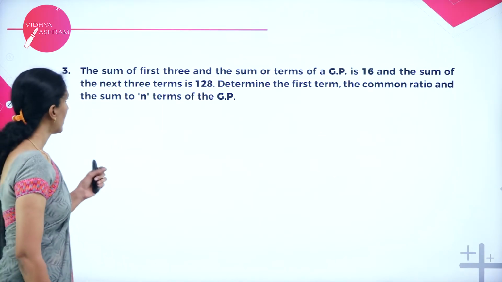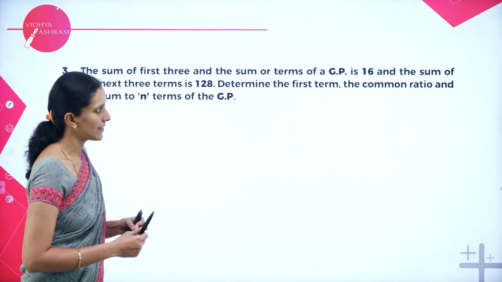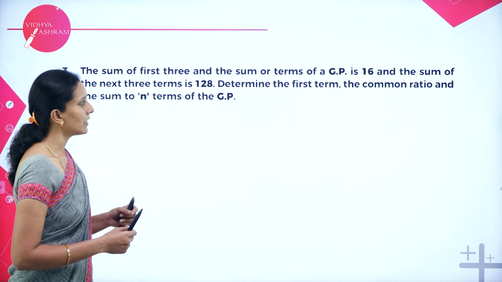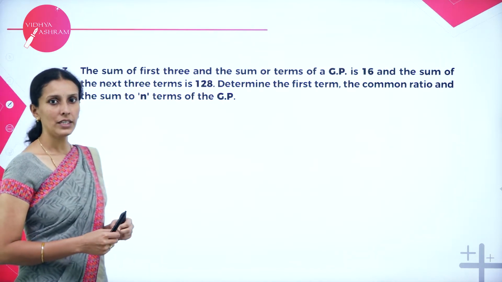Next question: the sum of the first 3 terms of a GP is 16 and the sum of the next 3 terms is 128. Determine the first term, the common ratio and the sum of n terms of the GP.